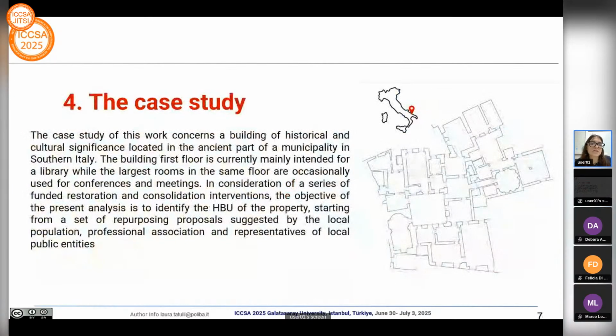So the case study concerned a historical building located in a municipality in southern Italy, and nowadays, the building's first floor is currently used as a library, while not all the surface is actually used, and only a few rooms, which are the largest, are occasionally used for conferences and meetings, mainly by the public administrations. And in consideration of a series of restoration and consolidation interventions that are needed to guarantee the structural functionality of the building, the object of this work is to identify the highest and best use for this property, starting from a set of reproposing alternatives that were suggested by the local population, professional associations, and representatives of the public entities.